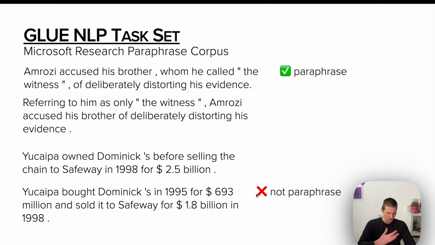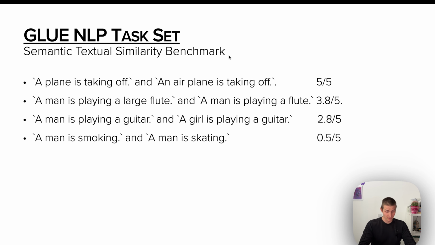So although they do look similar, it's not a paraphrase because the actual information contained in the sentences is different. Here's the one for regression, where you have two sentences, and you need to predict how similar they are. So a plane is taking off and an airplane is taking off, completely similar, basically the same thing. A man is playing a large flute, a man is playing a flute. Slightly different, so you lost the detail here, but overall the meaning is still quite similar.